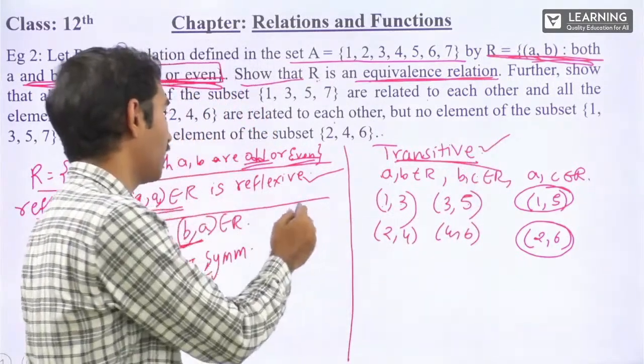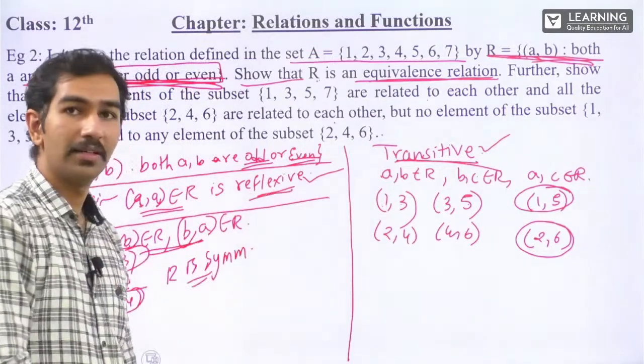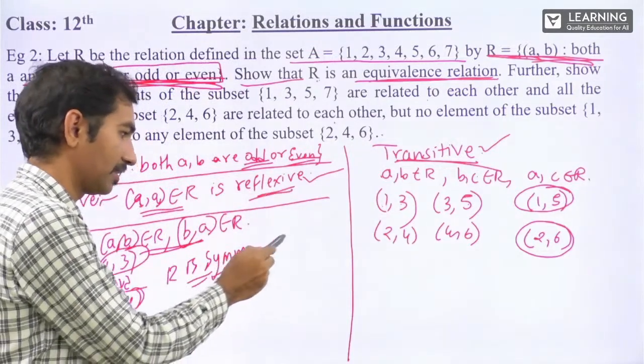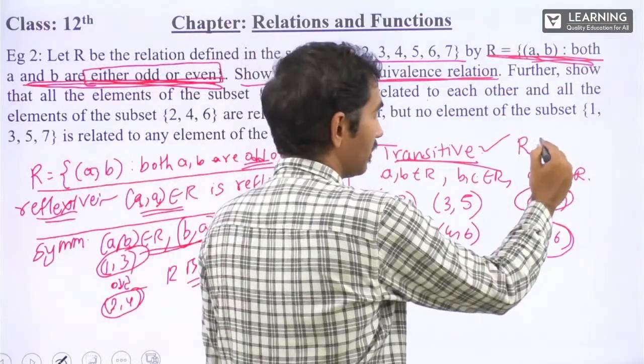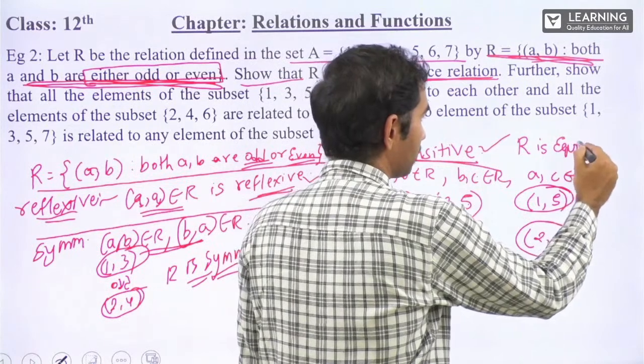So once we have proved the given relation is reflexive, symmetric, and transitive, we can call that the relation is an equivalence relation.